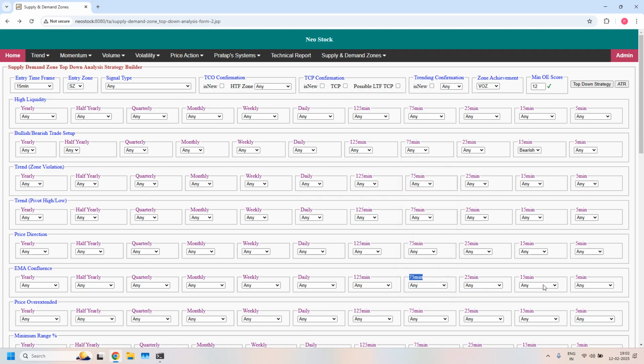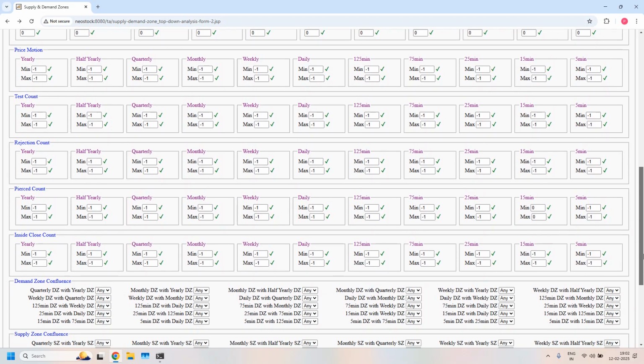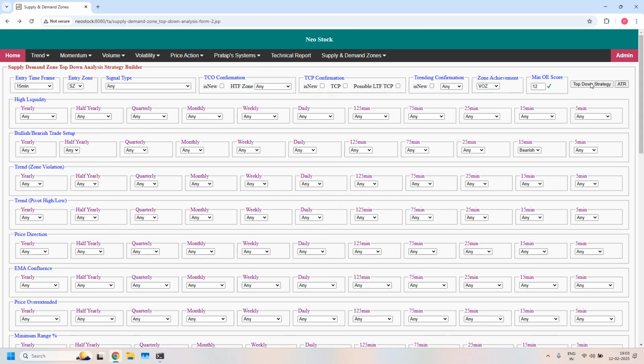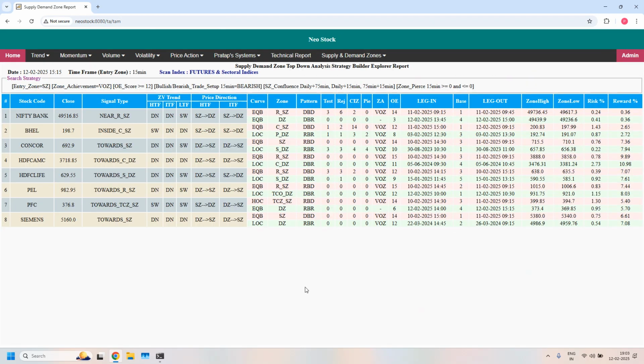I am removing EMA filter. In the supply zone confluence we should set 3 filters. First filter is already enabled. Second filter, 15 minute supply zone with daily supply zone confluence. And 75 minute supply zone with daily supply zone confluence. With all the 3 filters enabled, we got 8 stocks.